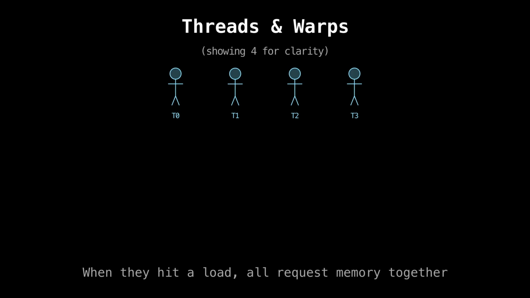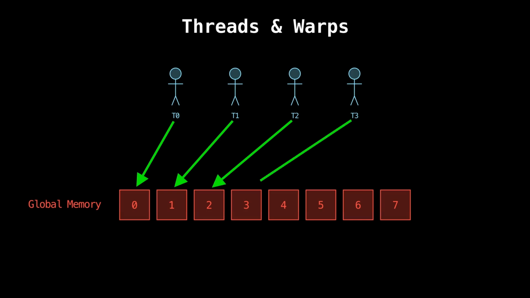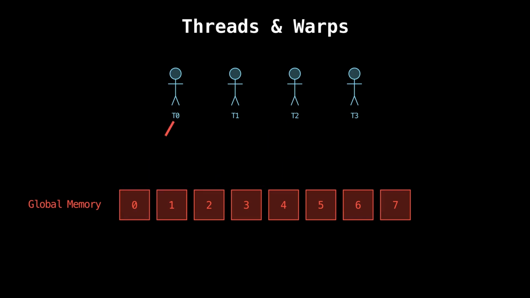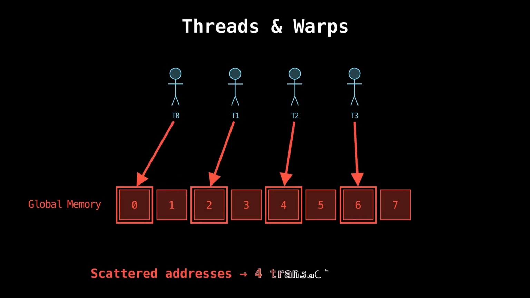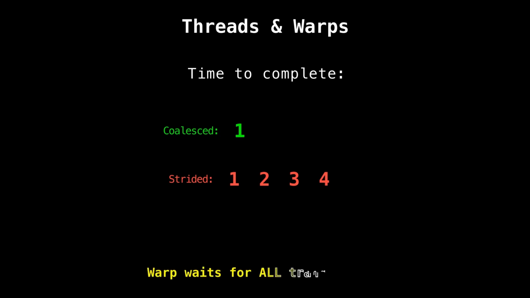When they all need data, they all ask at once. If all of them want adjacent data, it can be done using one transaction. But the scattered access needs four transactions. And here is the pain point. Coalesced finishes instantly, whereas the warps sit idle, waiting for every single one of the data to arrive. So, where do these scattered addresses come from?